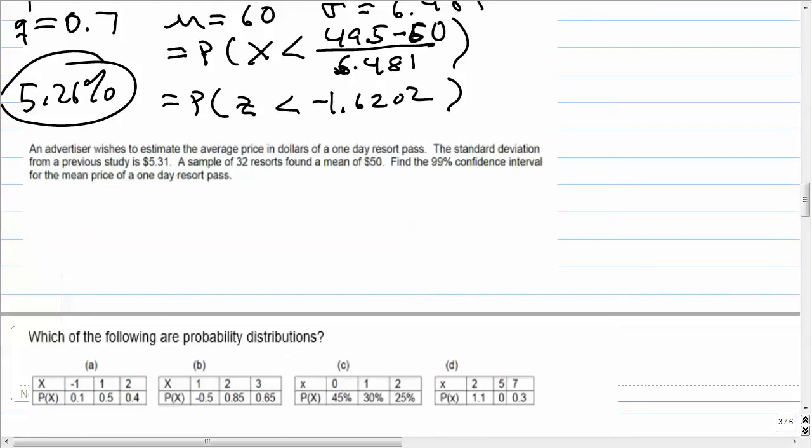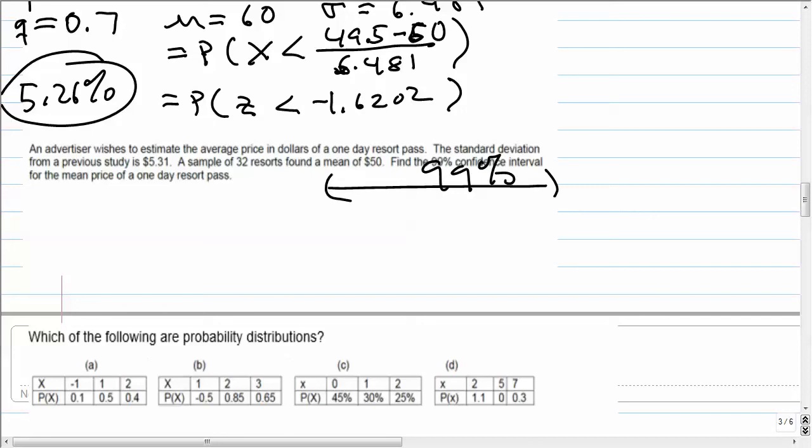All right, let's see. This problem. An advertiser wished to estimate the average price in dollars for a one-day resort pass. The standard deviation from a previous study is $5.31. A sample of 32 resorts found a mean of $50, and we want a 99% confidence interval for the mean price of a one-day resort pass. In other words, we're trying to find an interval for which 99% of the data falls in that interval, right? Okay?